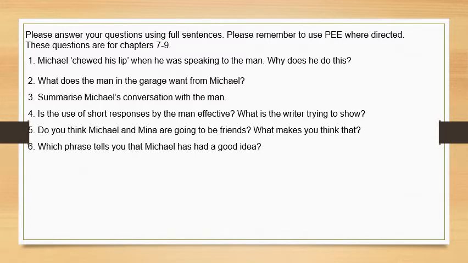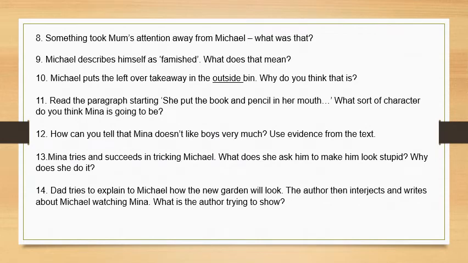Number 6, which phrase tells you that Michael has had a good idea? Sorry, that should be number 7, not number 8. Something took Mum's attention away from Michael. What was that? Michael describes himself as famished. What does that mean? Michael often puts a leftover takeaway in the outside bin. Why do you think that is? Not often, sorry, Michael puts the leftover. Read the paragraph starting, she put the book and the pencil in her mouth. What sort of character do you think Mina is going to be?